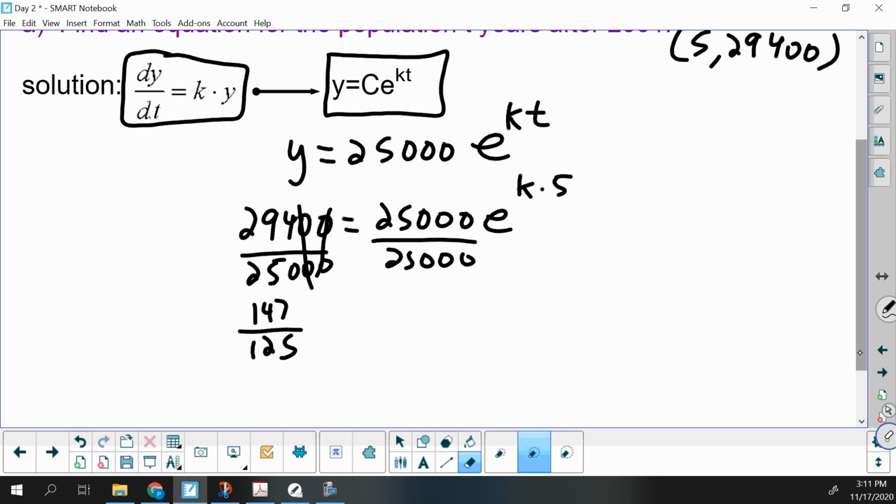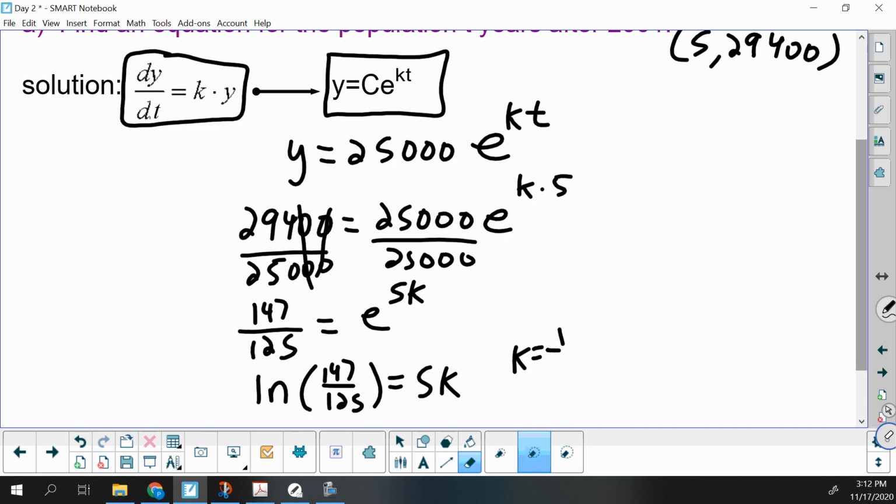And 147 could be 49 and 3. So we have 7s and 3s will go into the top, 7 and 3 won't go into the bottom, only 5 goes in. So that looks like it's as low as it'll go. And we've got e to the 5k. We'll switch to log form. That would be natural log of 147 over 125 is equal to 5k. Or in other words, k is going to equal 1/5 natural log of 147 over 125.